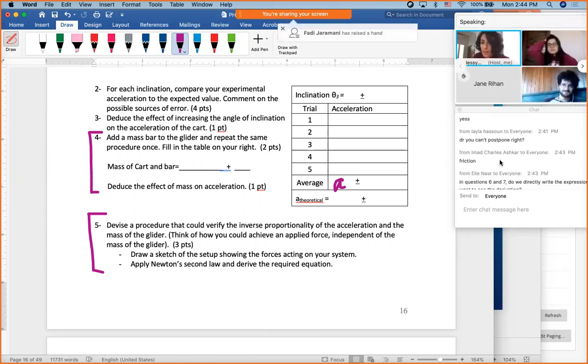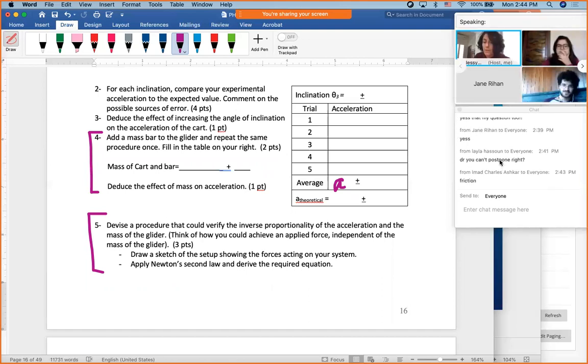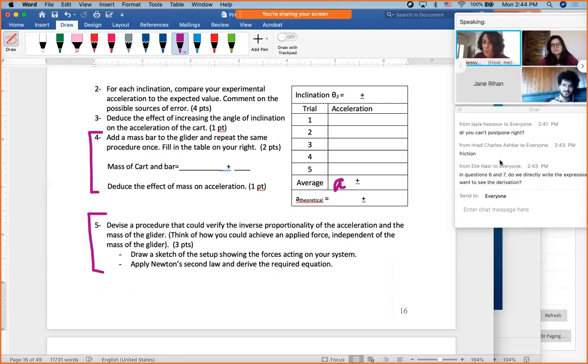Can we postpone? Layla, what do you mean by postponed? You need more time? Isn't the deadline Tuesday evening? Let me know, Layla, what's the problem?